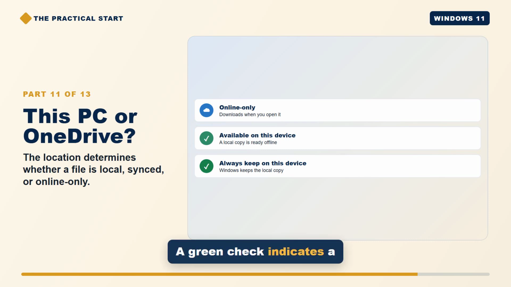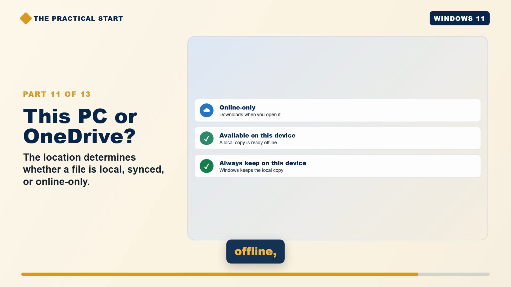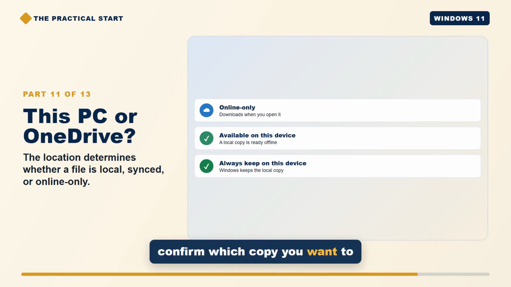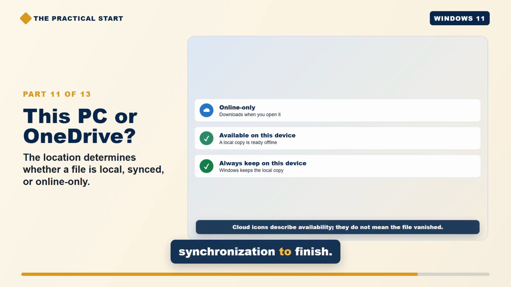A green check indicates a locally available copy. A solid green circle with a check means the item is set to remain available on the device. These symbols describe availability, not importance. If you need a file while offline, right-click it and choose Always Keep on this device. Before moving large groups of files between OneDrive and This PC, confirm which copy you want to keep and allow synchronization to finish.